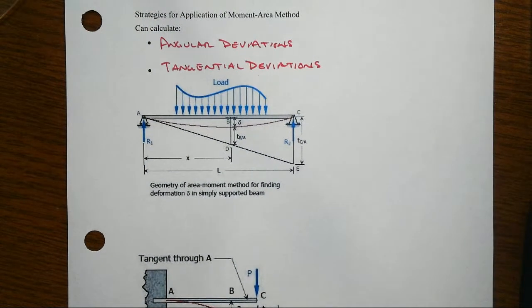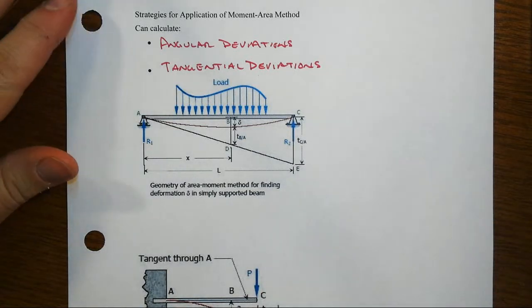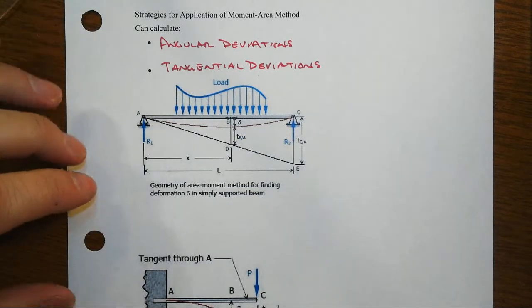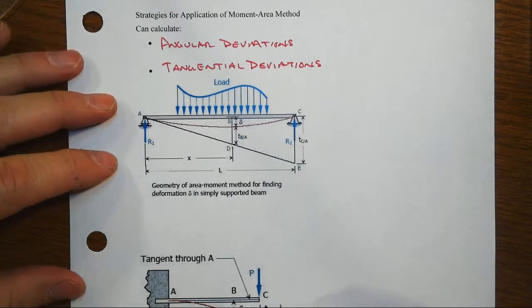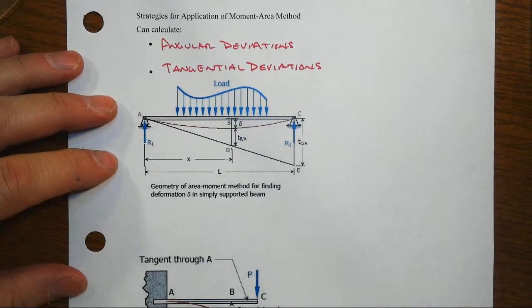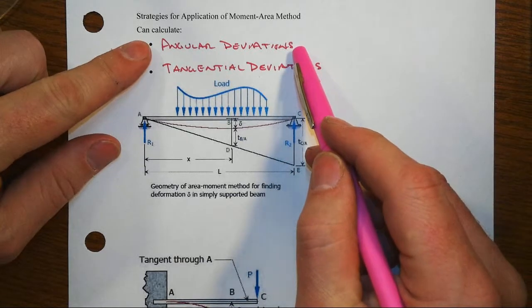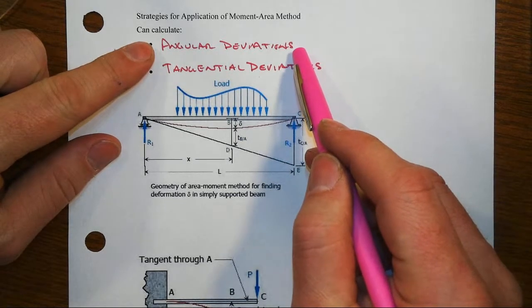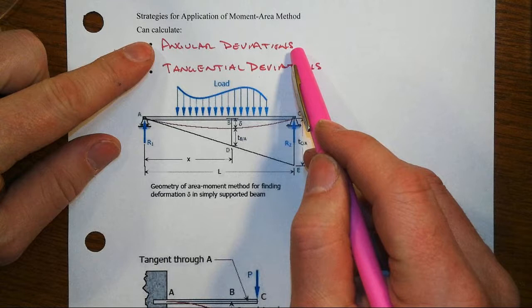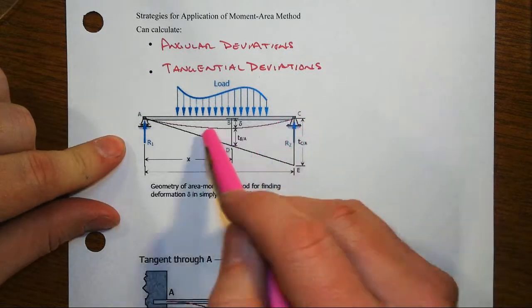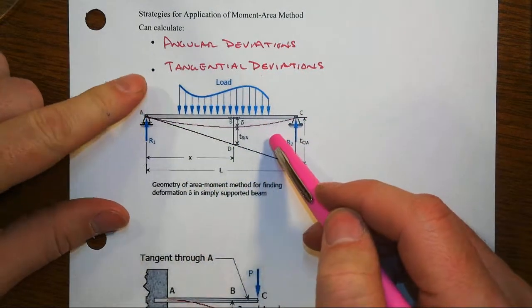In the moment area method, there are two basic theorems and also two basic things that we can calculate with those theorems. And what we're going to do briefly in this video is talk about the two basic applications and the strategies that emerge out of the application of the moment area theorems. Right, so we can calculate angular deviations. That's the change in angle between two tangents drawn to the curve that turns out to be elastic deflected shape.